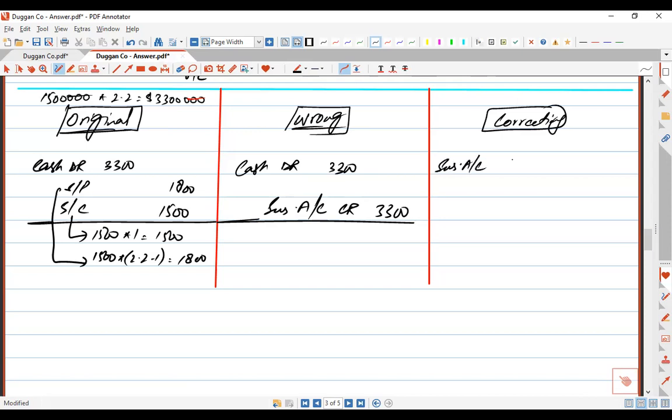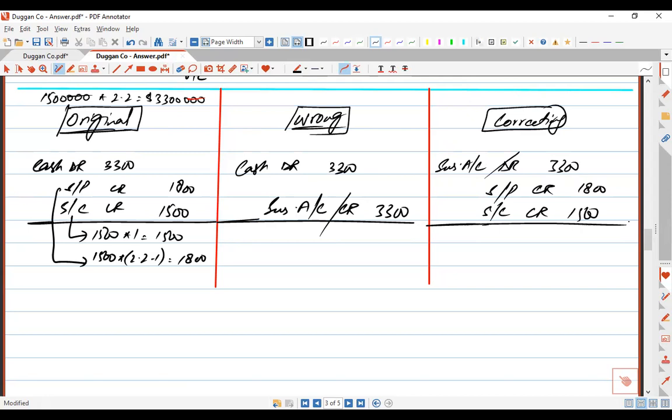We are eliminating the suspense account. To eliminate the suspense account, we are recording it on the debit side, then the debit and credit effect is eliminated. Then we are recording the remaining amount: share capital credited by 1500 and share premium credited by 1800. So that's the entry we are required to do.